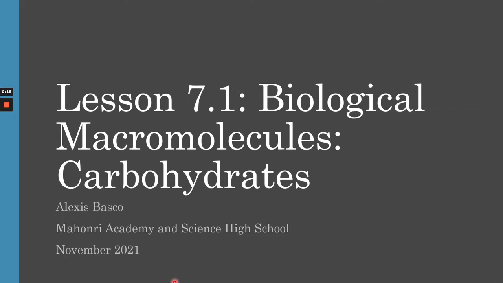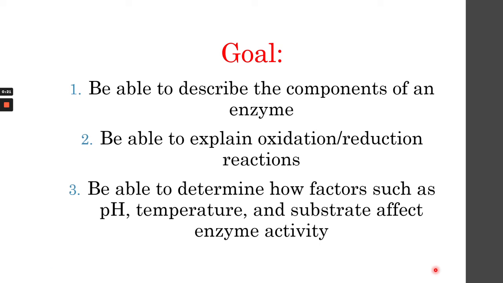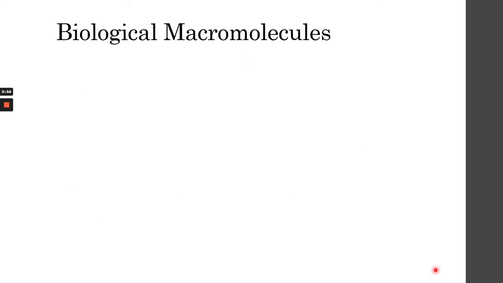Okay, to start us off, let's see what will be the goals of today's lesson. At the end of the lesson, I want everyone to be able to describe the components of an enzyme, be able to explain oxidation reduction reactions, and be able to determine how factors such as pH, which is a measure of acidity and base, as well as temperature and substrate affect enzyme activity. This would be the main goal of the total lessons of lesson 7, but for now we're going to focus first on understanding what is carbohydrates.